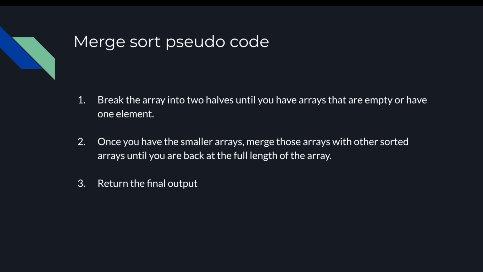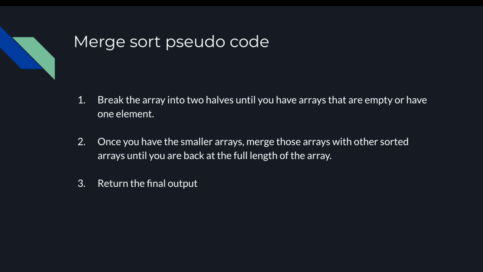To implement merge sort, we need to take care of these three steps. First one is to break the array into two halves until you have arrays that are empty or have one element. Once you have the smaller arrays, merge those arrays with other sorted arrays until you are back at the full length of the array. And in the end, we can simply return the final output. Now if you have seen part 1, this second step is already covered in that. Now we will implement the first step and then utilize our already implemented merge sorted arrays function with step 1 to get the final output.